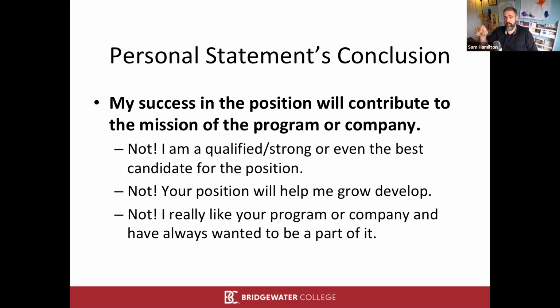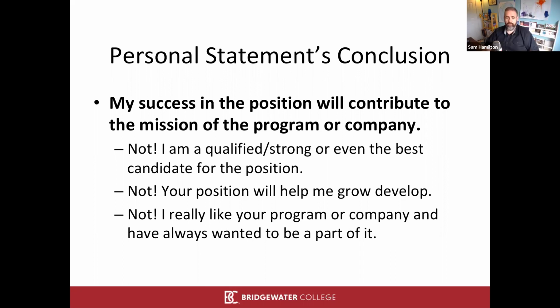You've got to tell the company why your success and your qualities and your strengths will become their strengths and their qualities and their improvements, right? Who cares that the job is going to help you grow and develop? Of course, it's going to help you grow and develop. All jobs do that. All graduate programs do that. But how will the job benefit from your development? How will the job benefit from your growth, right?